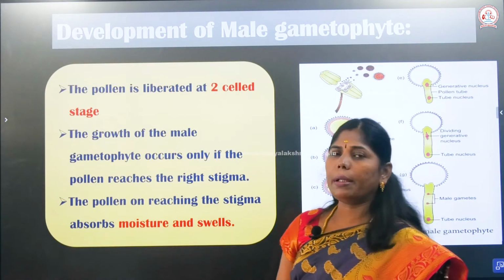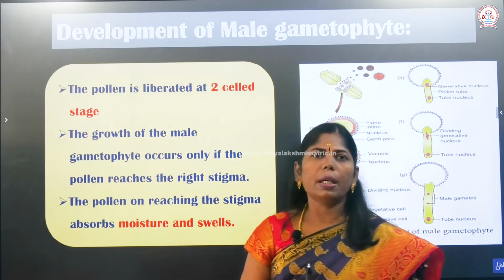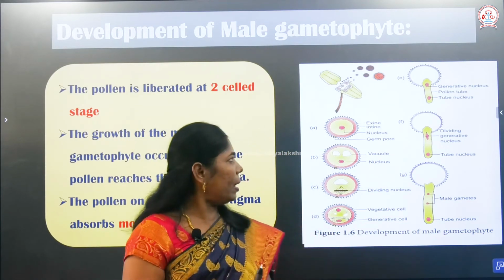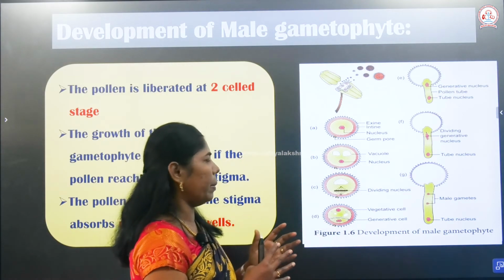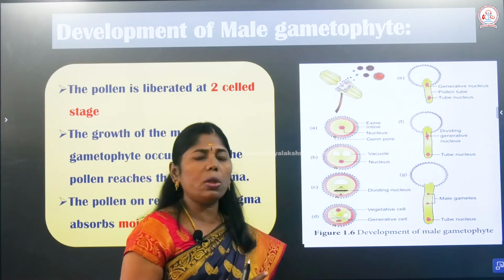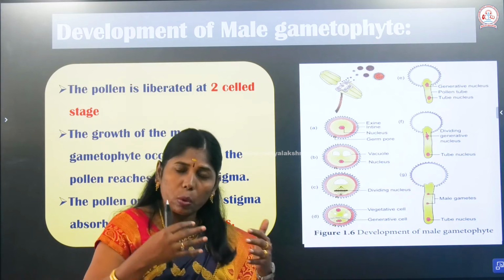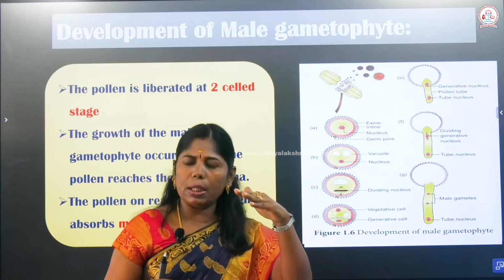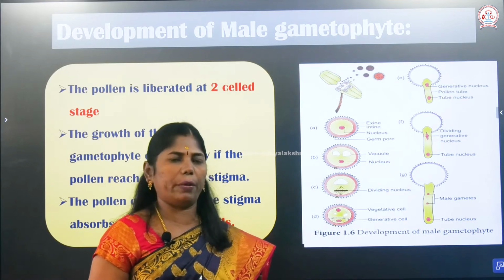The pollen is liberated from the anther at the two-celled stage, as I already said. The growth of the male gametophyte occurs when the pollen grains reach the stigma. The pollen grain should reach the stigma after correctly recognizing the respective stigma. At the same time, before reaching the embryo sac, between the stigma and the embryo sac, in this region the male gametophyte is formed.